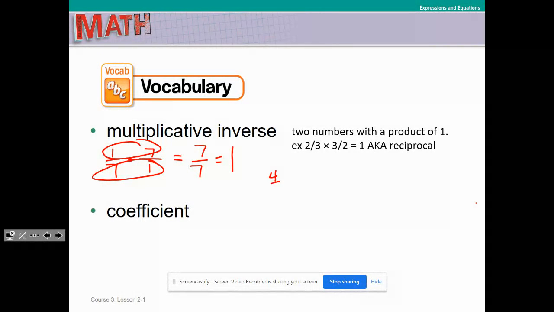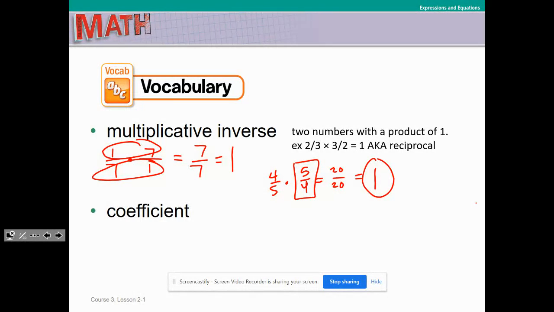How about this? 4/5 times what equals 1? What would go in here? Well, if I did 5/4, just flip it, I get 20/20, which equals 1. So 5/4 is the reciprocal or multiplicative inverse of 4/5.